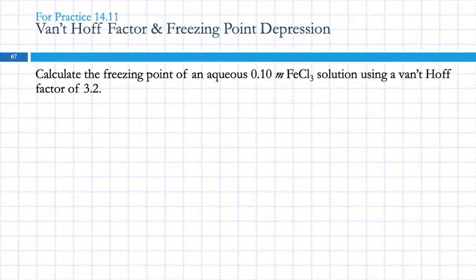Calculate the freezing point of an aqueous 0.10 molal FeCl3 solution using a Van Hoff factor of 3.2. So the freezing point depression is the Van Hoff factor times the molality times the freezing point depression constant. So this is i, and this is m, and Kf.